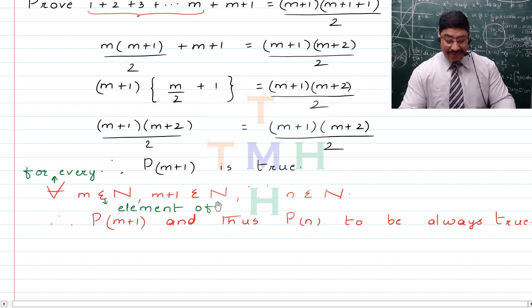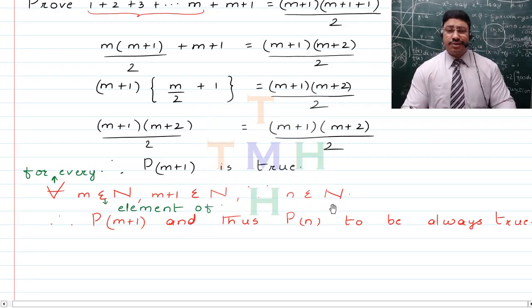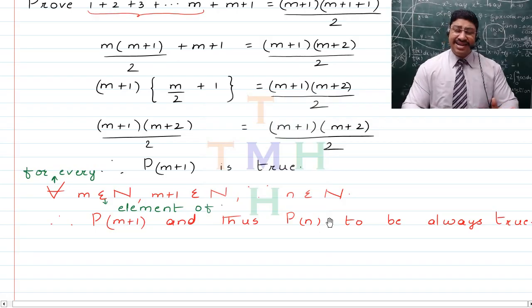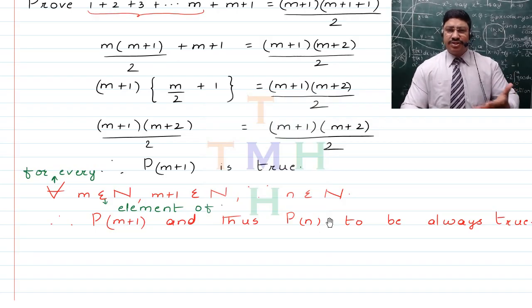Now next we say that Pm plus 1 and thus Pn to be always true. Here we have Pm plus 1 which has come to be true, and again, if you talk about n, it will be from the set of natural numbers, thus for that also this is going to come to be true. So this is how we do a sum by the principle of mathematical induction if it is an algebraic identity or probably a series which is going to be true for any value of the variable.